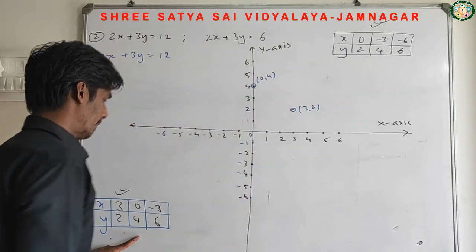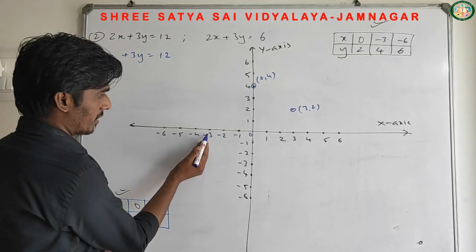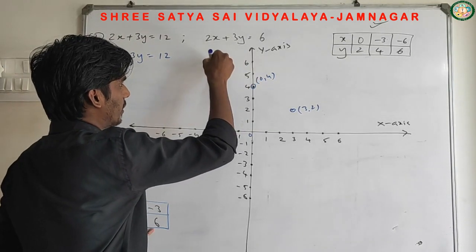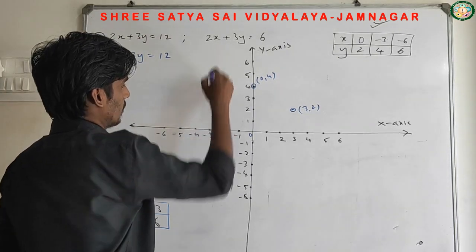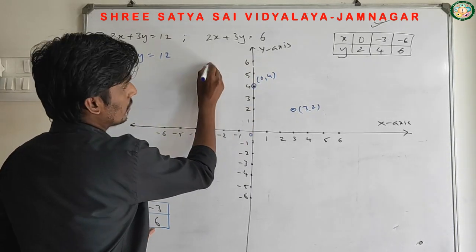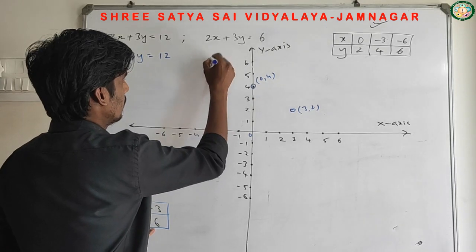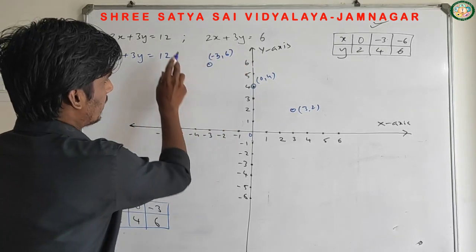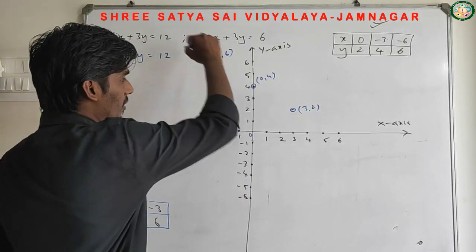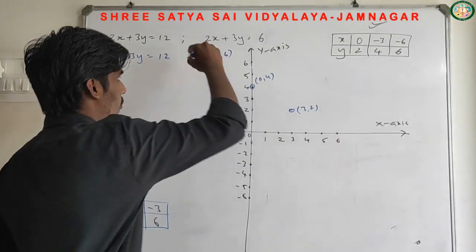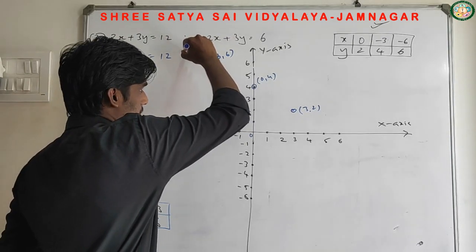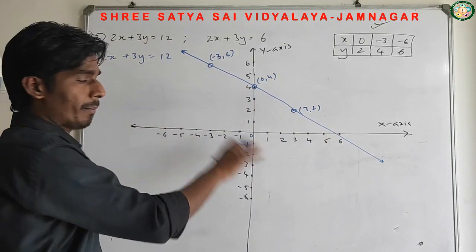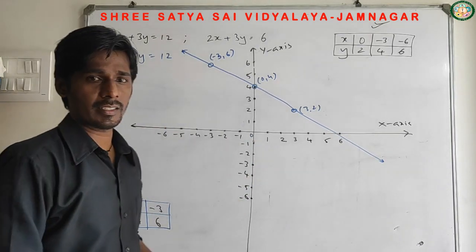0, 4. Minus 3, 6. Minus 3 and positive 6. Minus 3, positive 6 is somewhat here. This line and here, so approximate minus 3 and 6. If you look at this, all 3 points are lying on the same straight line. So this is the way I got a straight line. If I am getting a straight line, our solution is correct.